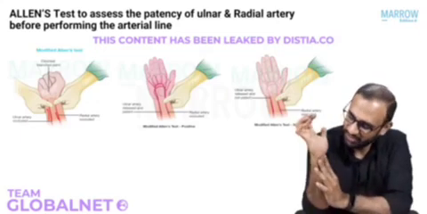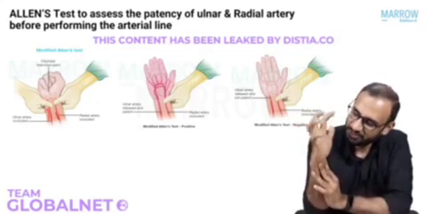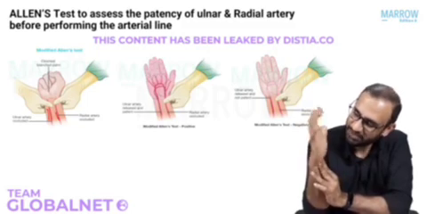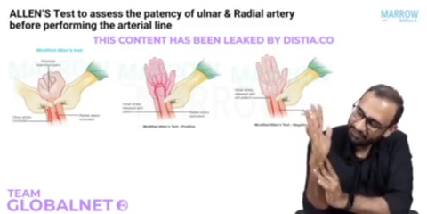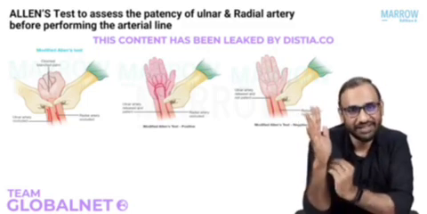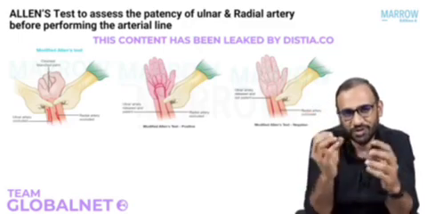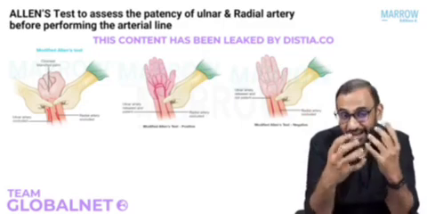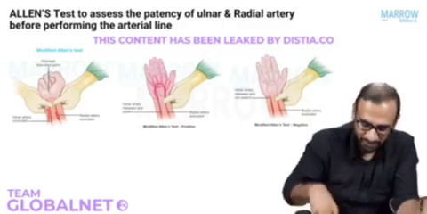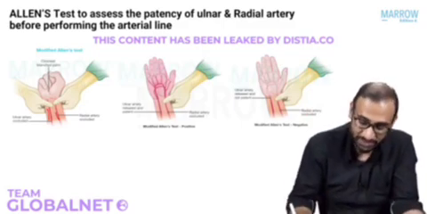You see, if you obstruct both the radial and ulnar artery and you ask the patient to keep on making a fist, opening and closing, you will notice that it will become pale. And then when you open the radial or the ulnar, the vascularity will resume, and then you will see flushing or redness. So you do that for both the ulnar and the radial artery and assess the patency of both of them. Right?